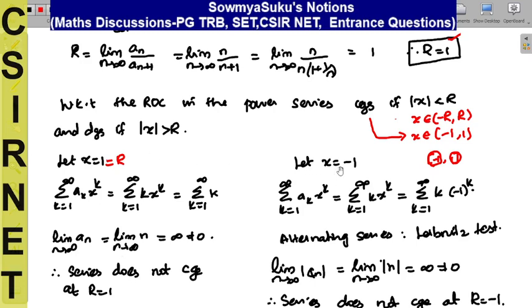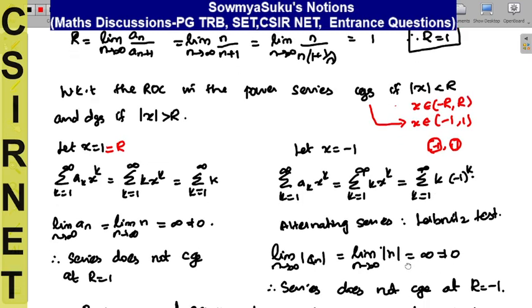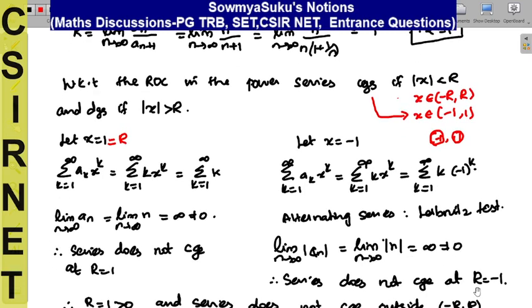Let's check for x equal to minus 1. Here in the place of x we substitute minus 1 to the power k. Since this is an alternating series, we have to use the Leibniz test. So limit n tends to infinity of modulus a_n is limit n tends to infinity of n, which is infinity, not equal to 0. So the series also does not converge at x equal to minus 1. So exactly at minus 1 and 1, the series does not converge.